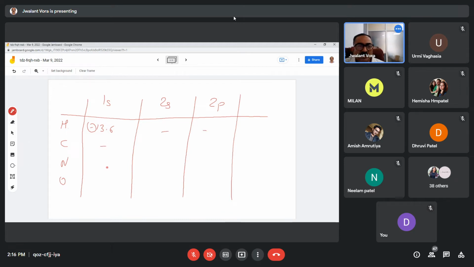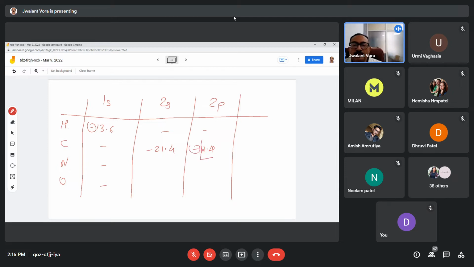In carbon, 1s is the helium core, so no question of writing 1s electron removal. For the 2s electron it is minus 21.4. For the 2p electron it is minus 11.4. Do not consider this minus value.